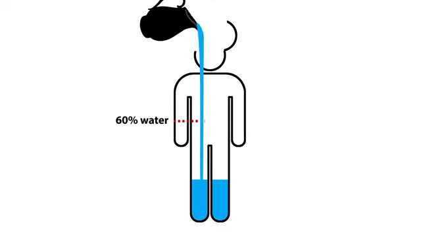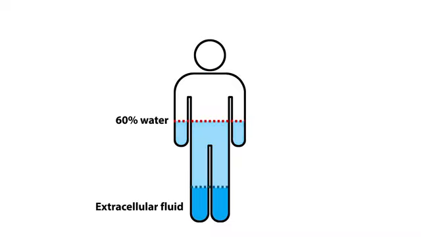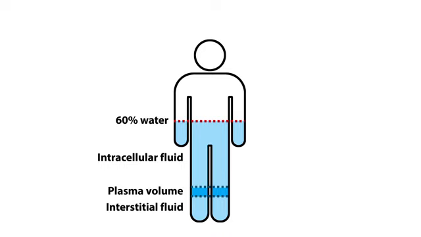About 60% of your total body weight is water, and 1/3 of that is going to be extracellular fluid. So the majority of it, 2/3, is intracellular fluid. And of that extracellular fluid, 75% is interstitial fluid, and then 25% is actually circulating in the vessels as plasma volume. That's pretty much it.